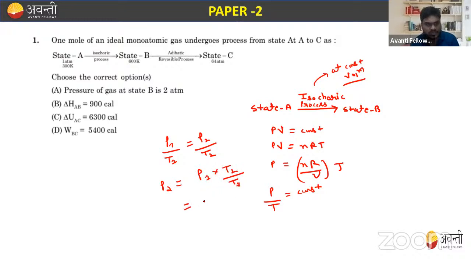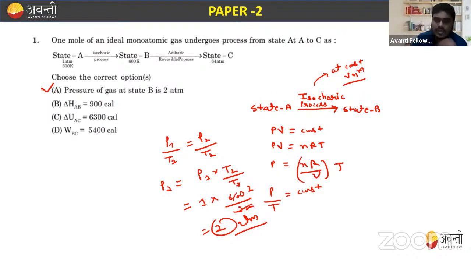So what is the P1? P1 is already given, 1 atm. What is T2? Already given, 600 Kelvin. T1 is 300 Kelvin. So pressure becomes 2, right? So this is absolutely correct. The pressure of the gas at state B is 2 atm. So this is correct, right?